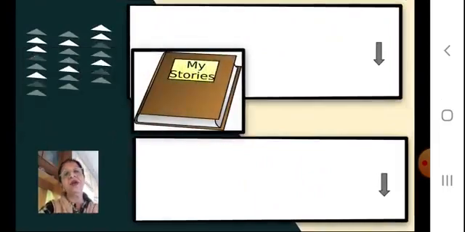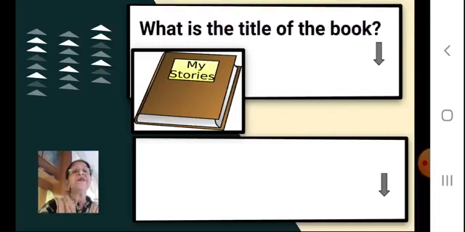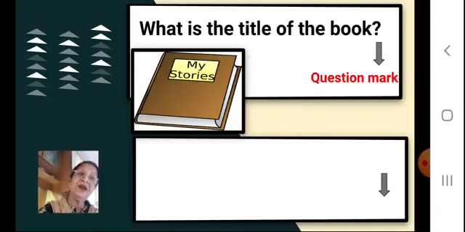Now there are some more examples I am going to show you so that the concept is clear, right? What is the title of the book? Now again I am asking a question. So you can see at the end of the sentence there is what? A question mark, yes.